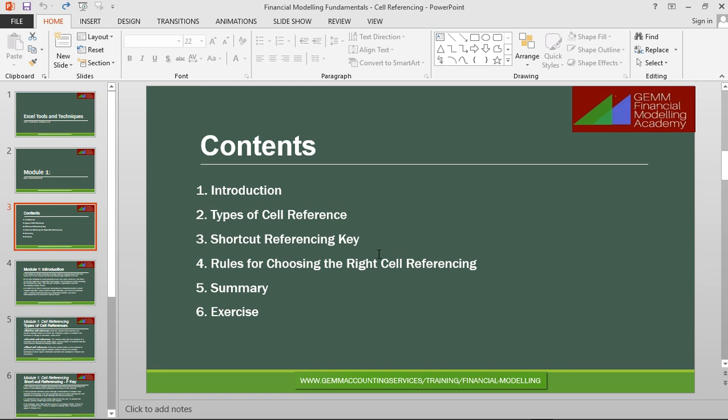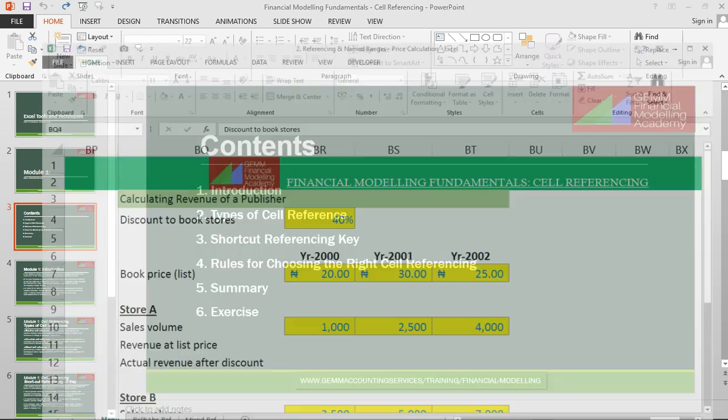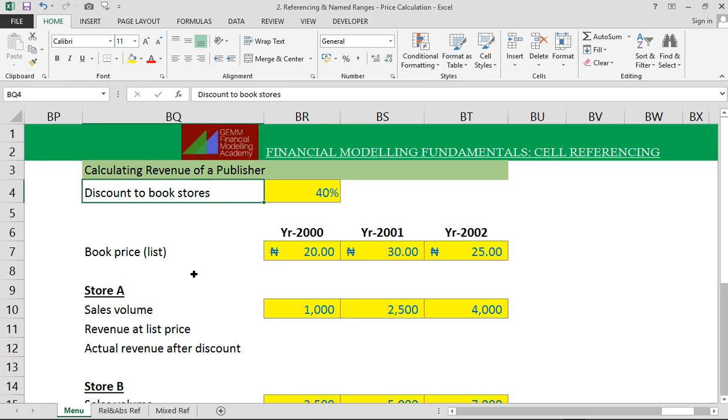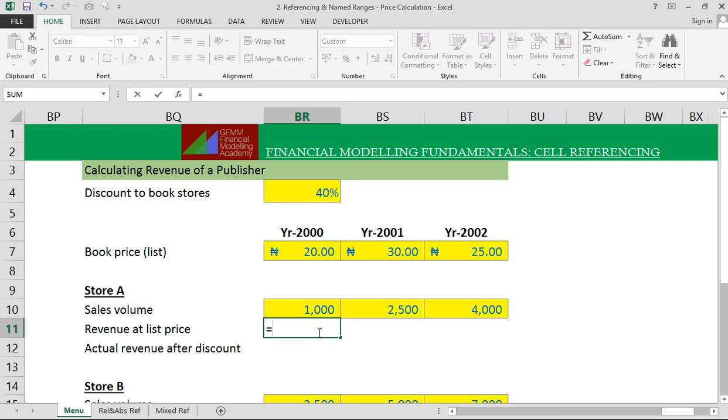Let's look at an exercise to buttress all that we have been saying. Here, calculate the revenue of a publisher. It has discounts for bookstores, book prices for different years, then the sales volume for each of the years. So calculate revenue at list price. Here we need to multiply the book price. So we are having a relative reference here.